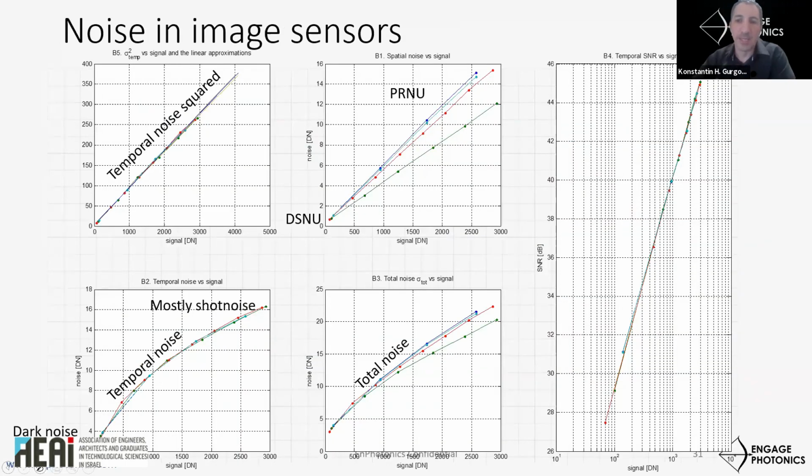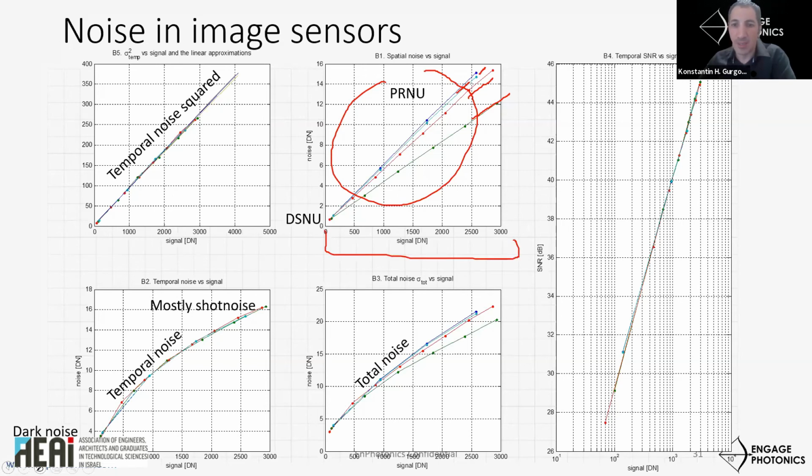Here we can see a typical report that we did of a camera noise test. The PRNU is typically 1 to 1.5%. The difference here is because of RGB filters. 1 to 1.5% PRNU is typical to CMOS image sensors.